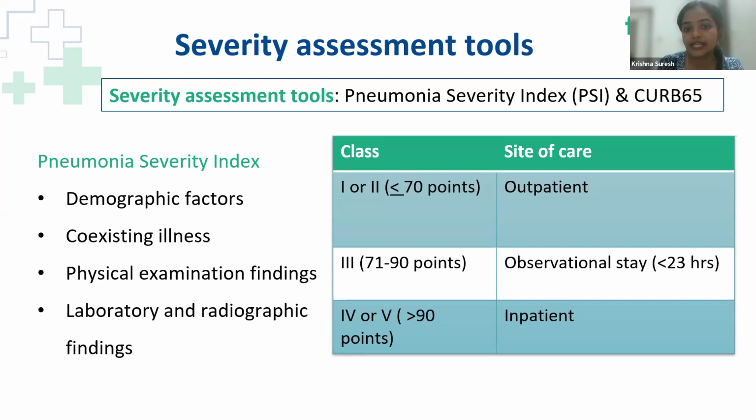If the score is less than 70 points, outpatient care is recommended. If the score is between 71 to 90 points, an observational stay of less than 23 hours is recommended. If the score is more than 90 points, inpatient care is recommended.